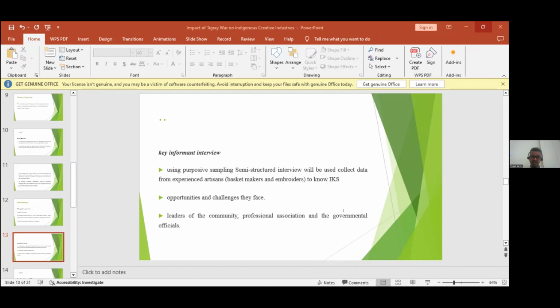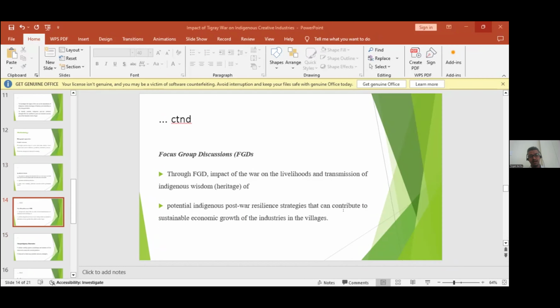These interviews will be held with the leaders of the community, professional associations, if there are any, and also governmental officials, to get information from them. Focus group discussions will also be employed to know the impact of the war on life and on the transmission of knowledge, because the knowledge is most of the time transmitted orally from parents to offspring. So, to find out this, and also to find out potential indigenous resilience strategies that can help us include them in the recovery program.